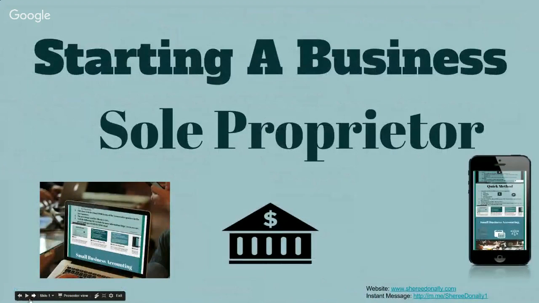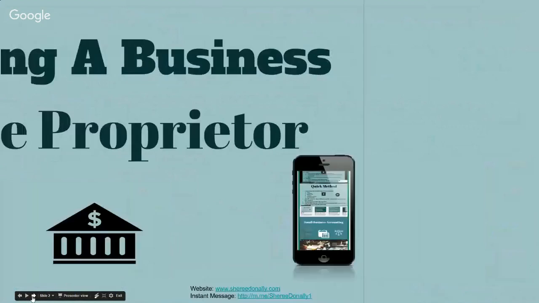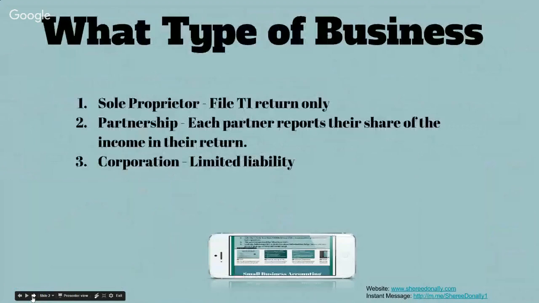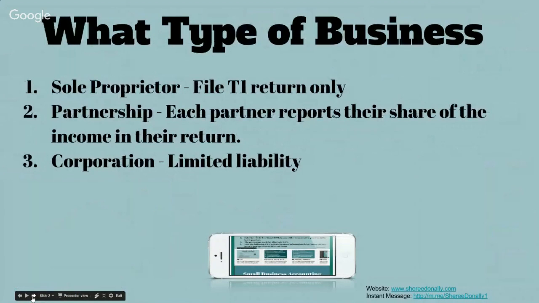Okay, starting a business, and we're going to talk about sole proprietor. Now, there are other types of businesses. The sole proprietor is you file a T1 return only, which means you file your taxes with your personal tax return. In a partnership, each partner reports their share of their income in their tax return. In a corporation, there's a limited liability and you have to file corporate taxes.